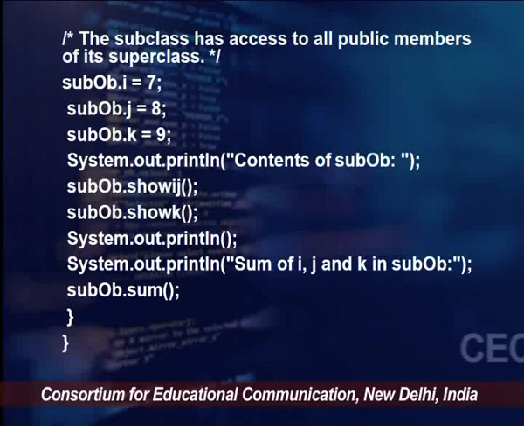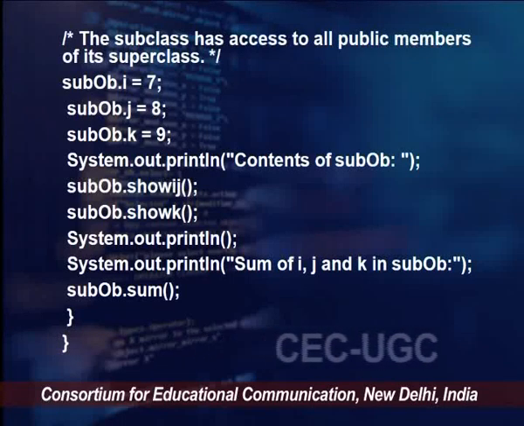Then sub OB dot K is equals to 9, and then we are calling the functions show K and show ij, where show ij is the function available with the superclass and inherited by the subclass, and show K is the function of the subclass of its own. And then we are also calling the sum function with the object of the subclass.